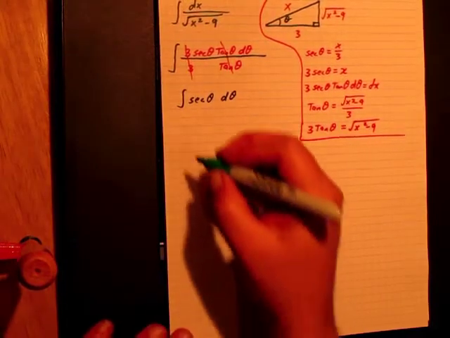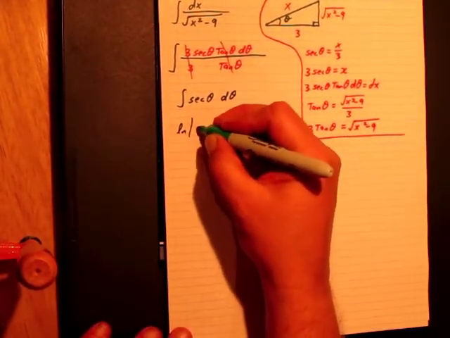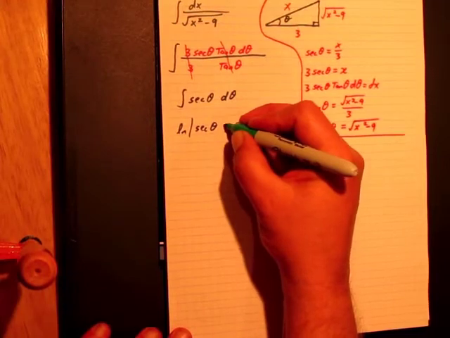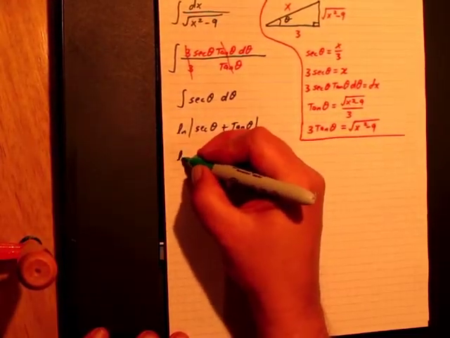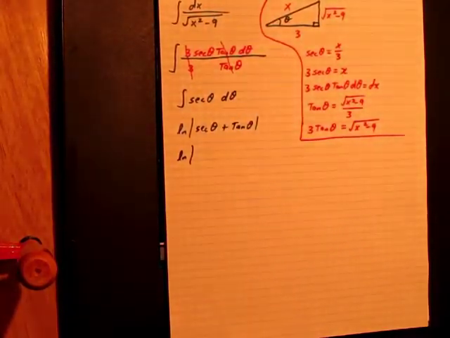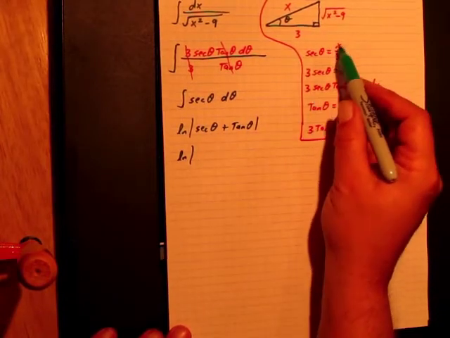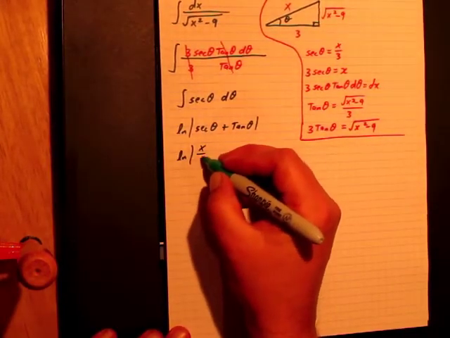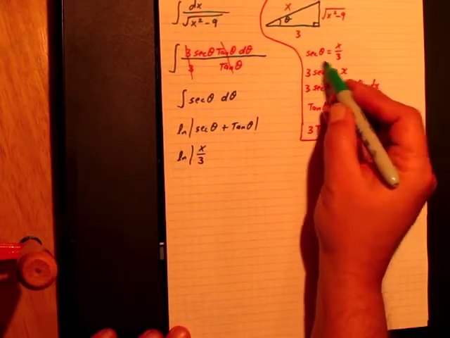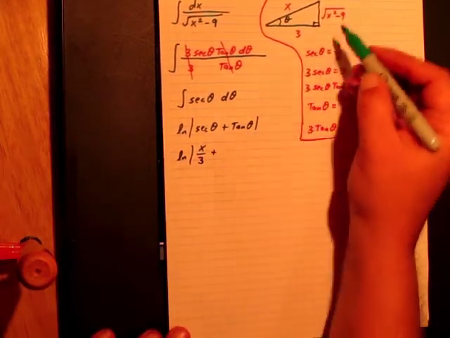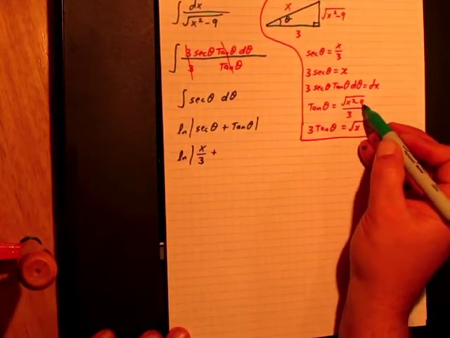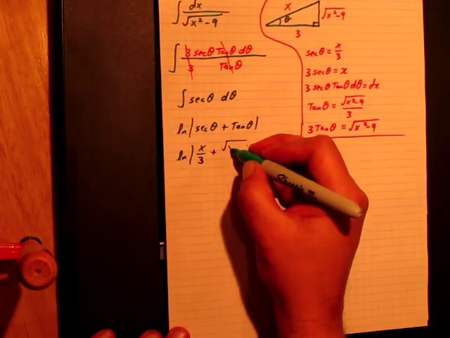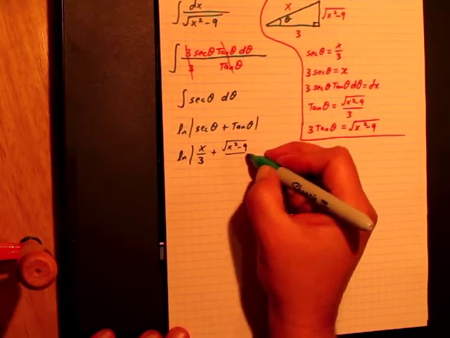There's a formula for this integral. This integral would be the natural log of secant plus tangent. You cannot leave thetas because the integral starts with x's. I need to convert back to x's. So I look for secant. Secant is x over 3. Again, hypotenuse over adjacent, plus tangent, which is opposite over adjacent. So that tangent is the square root of x squared minus 9 over 3.